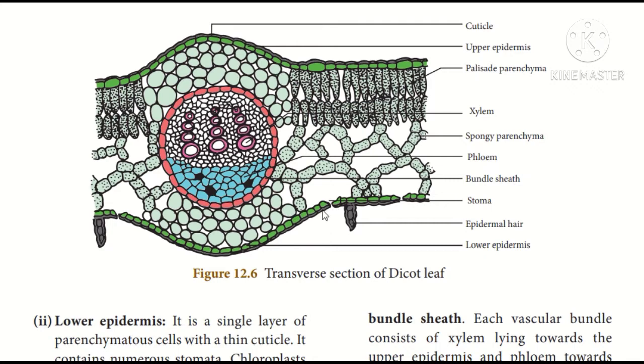That is, stomata are more in number in the lower epidermis. In the upper epidermis, they are usually lesser in number. Now here a reasoning question comes: why are the stomata lesser in number in the upper epidermis?